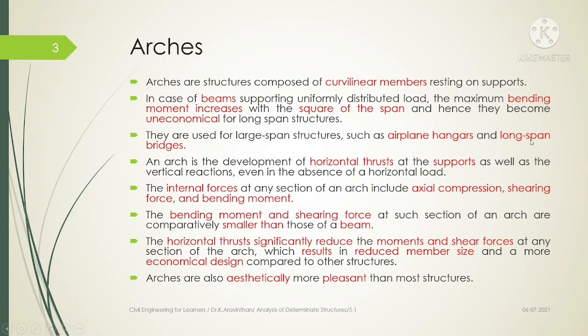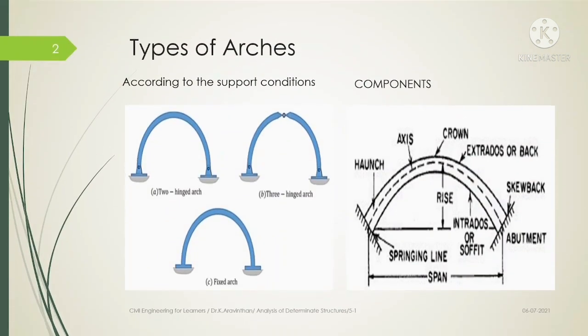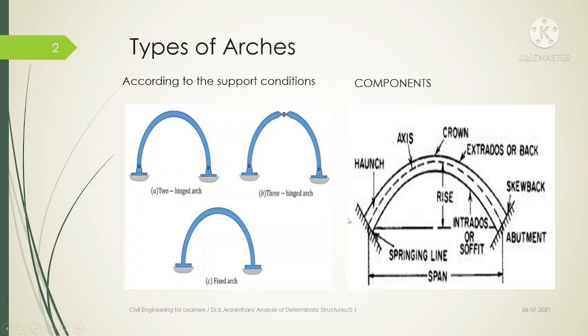And long span bridges. So you can see these arches in long span bridges. An arch is a development of horizontal thrust at the support as well as the vertical reaction. So what is the unique point of arches? It creates a horizontal thrust at the support. So what happens? This support has a horizontal reaction at both the ends.